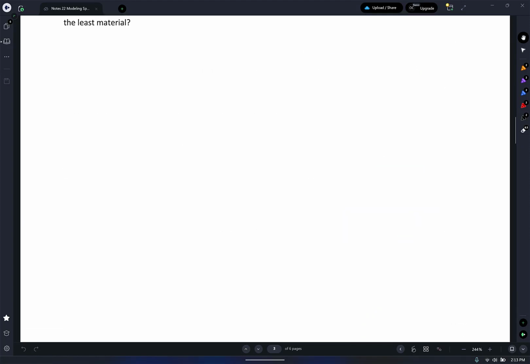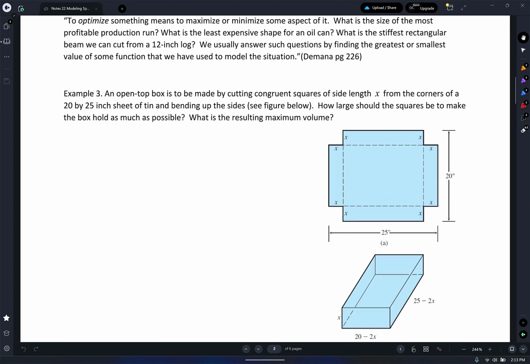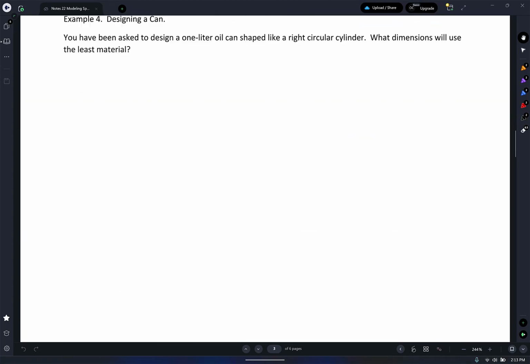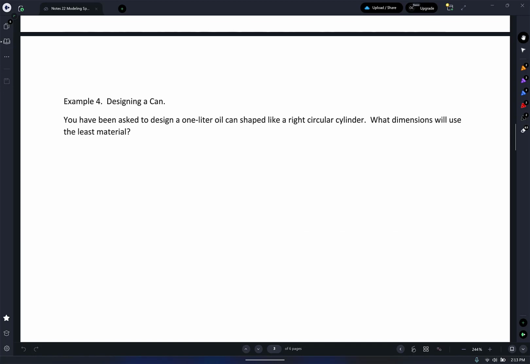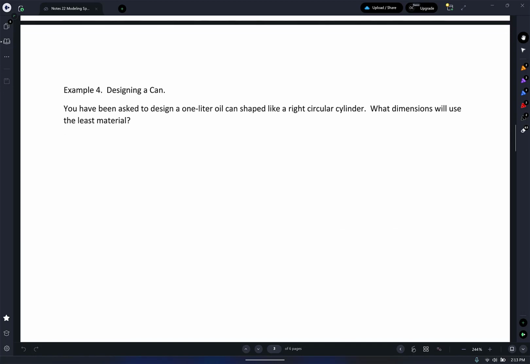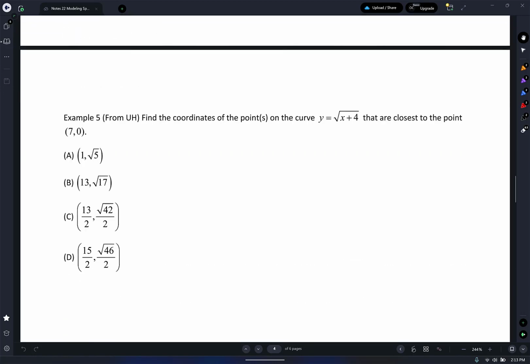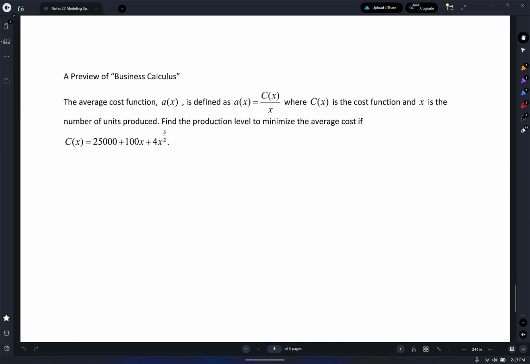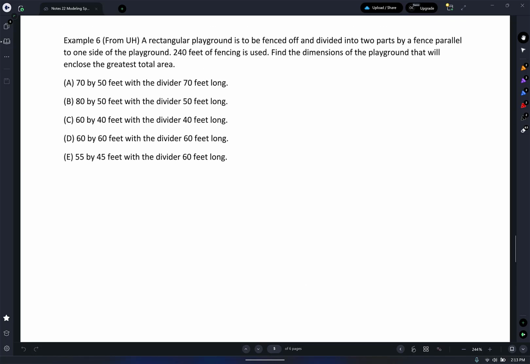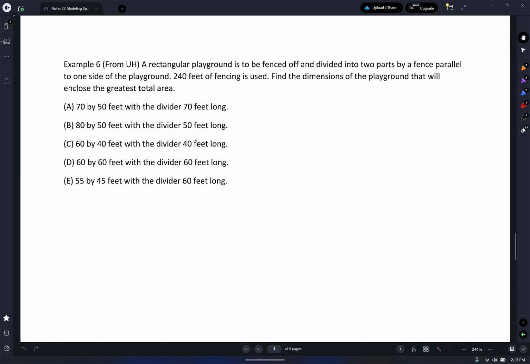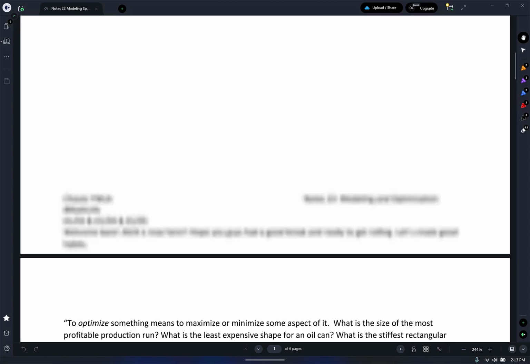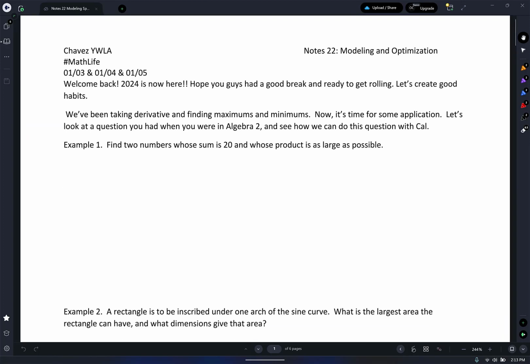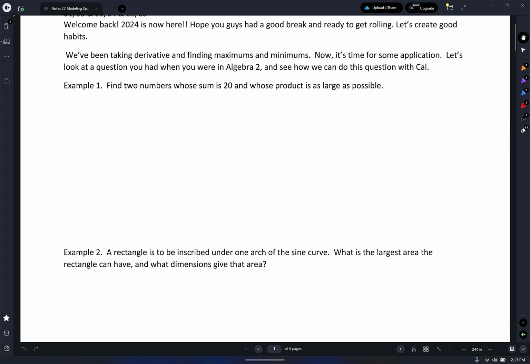I even put a business calculus question. Look, I put a box question, get the max volume, and I put a can question, get the dimensions for the most volume with the least amount of surface area. And then I put a business calculus question. This is your average cost, and then we put the maximum area with the least amount of fencing. Look at all these application styles. So now you're seeing how the derivative could be used in real life, for really cool stuff. All right, let's start with the basics.